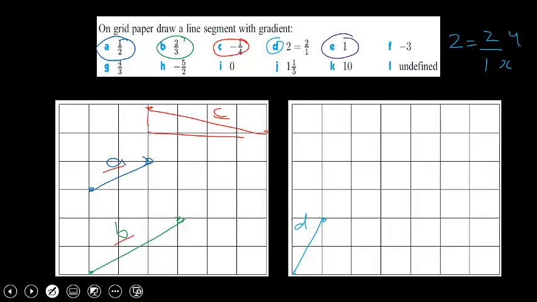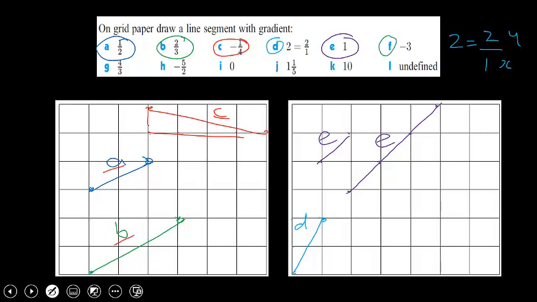Okay, E, the gradient is 1. And if we have a whole number, it's basically 1 over 1. So y is 1 and x is 1. So if I start over here, I go 1 up and 1 to the right. That is E. But another way of doing it would be if you continue. Instead of just doing it once, you can say, if I start there, 1 up, 1 to the right, 1 up, 1 to the right, 1 up, 1 to the right, which means that that is also E. So it doesn't tell you when to stop. Both of those are a gradient of 1.